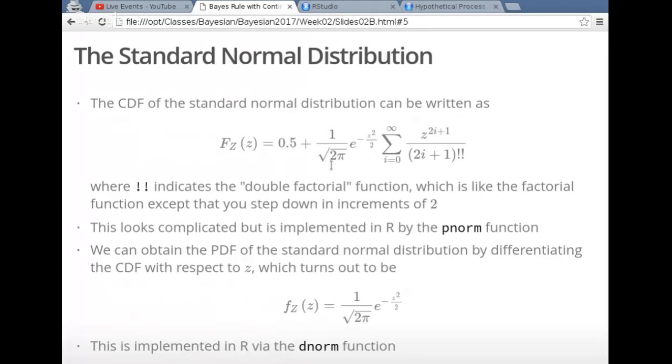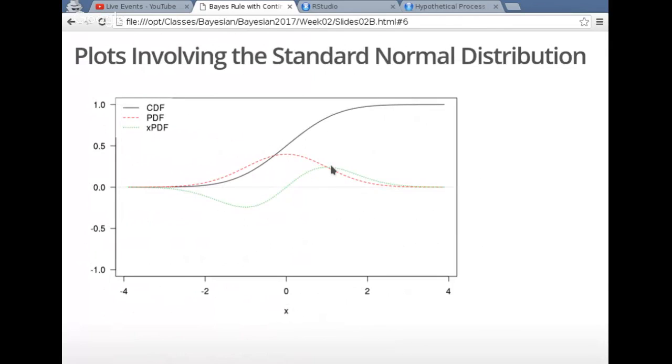Everything you wanted to know about the standard normal distribution that you're afraid to ask? Yeah. How about a graph? It's a little hard to see. Well, the green is hard to see. Why did I use green?